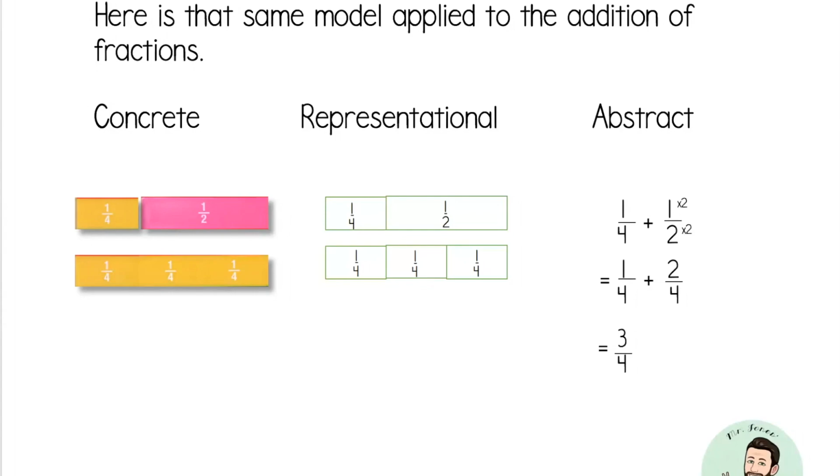So here's that same model applied to the addition of fractions. Our concrete example, we have some fraction strips that you would find in most classes, and this is showing that when you add 1/4 plus 1/2, it's equal to 3/4. The representational version is basically the same thing, but it's a diagram or drawing of that same thing. And then when we have our abstract version, now we're using numbers, right? We're solving an expression.